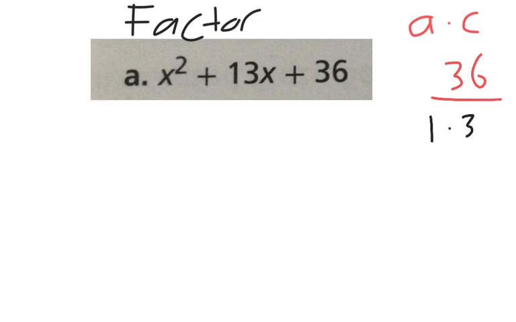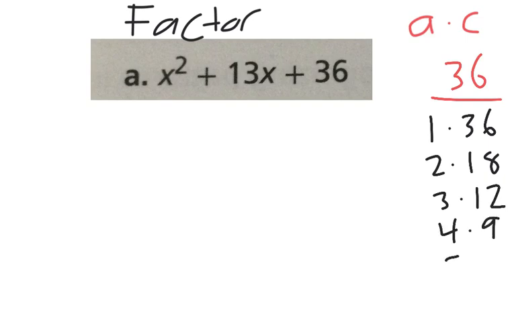It could be 1 times 36, 2 times 18, 3 times 12, 4 times 9, 5 doesn't work, 6 times 6. You see how important it is to know your multiplication tables? Or you're going to have to plug all these into your calculator every single time.